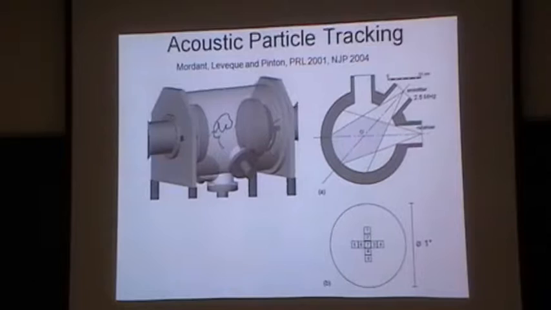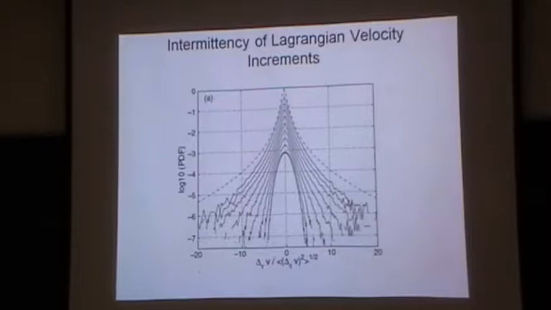And here's a data set that comes from them. I showed it to you a little bit before, but let me now go through it in detail. This is the Lagrangian velocity difference along a particle trajectory. This acoustic tracking system is very good for long time tracking, so it can take you way out into the large times where it becomes essentially Gaussian.